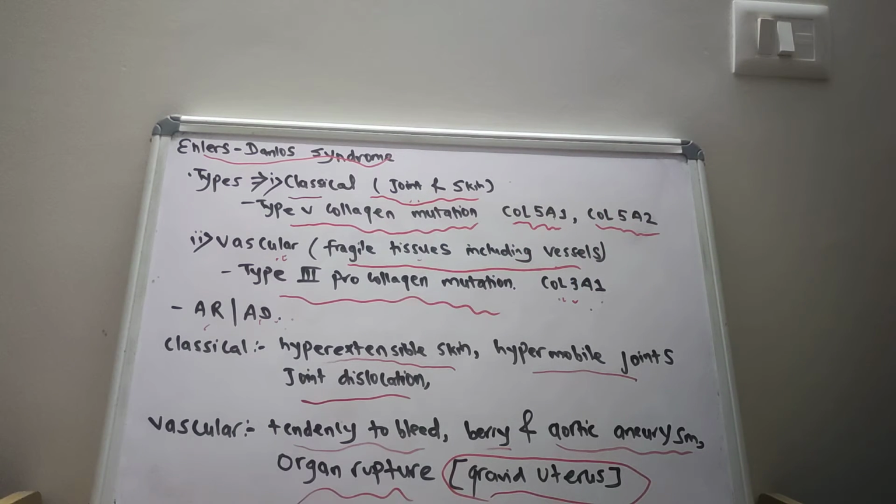Now, a gravid woman suffering from Ehlers-Danlos syndrome, vascular type, is more prone to uterine rupture. And people who have the vascular type of the disease have a greater chance of aortic and berry aneurysm, which can rupture easily. Now all of this you should know about Ehlers-Danlos syndrome. Thank you.